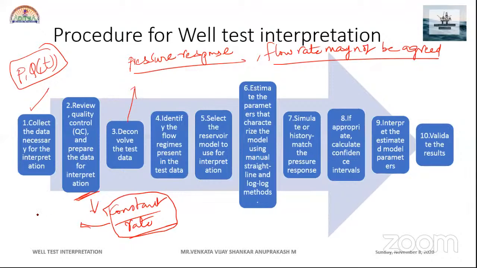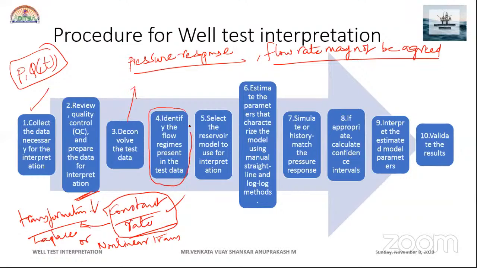For that we have transformations. It may be a Laplace transformation or a non-linear transformation. So that all relates to your deconvolution, convolve and deconvolve. Once you are made into your desirable condition, like pressure response and a constant rate, then we'll check what is the type of flow regime present in the test data.